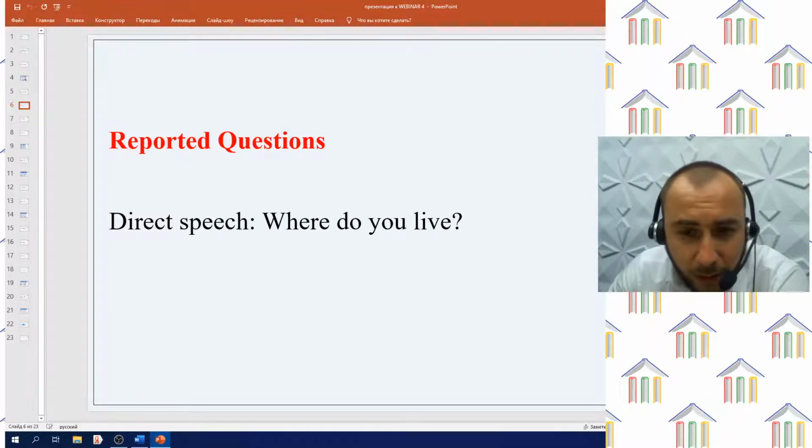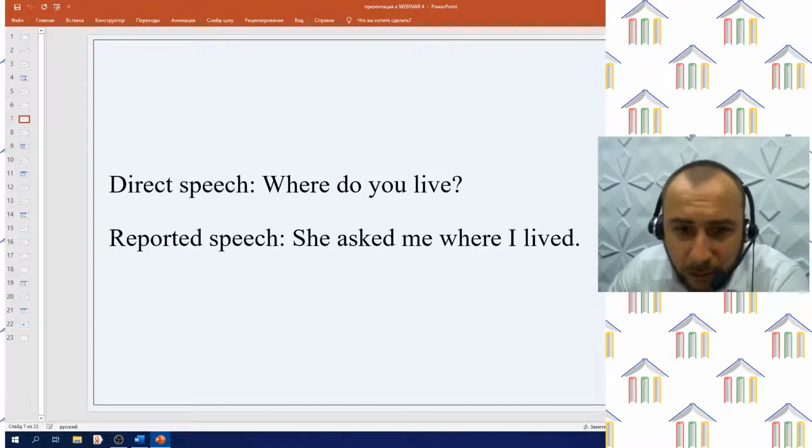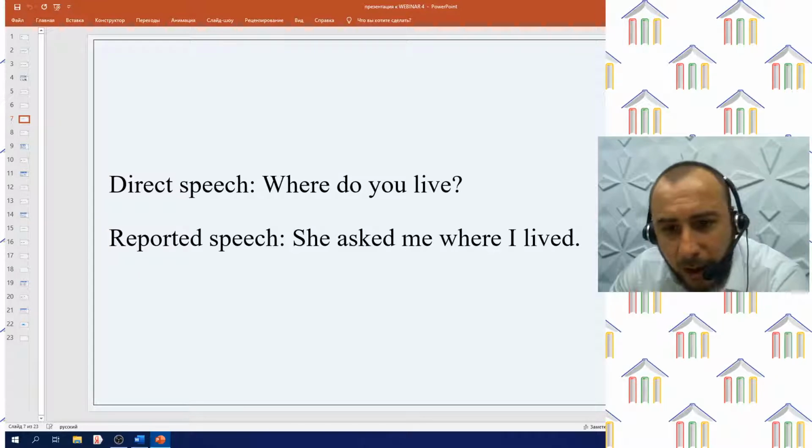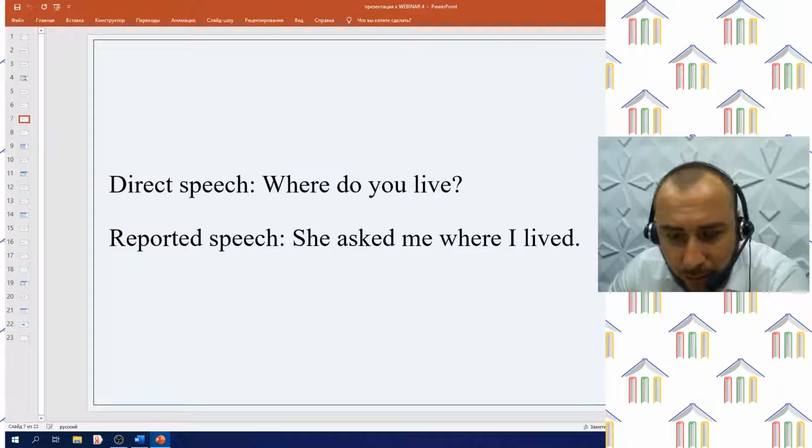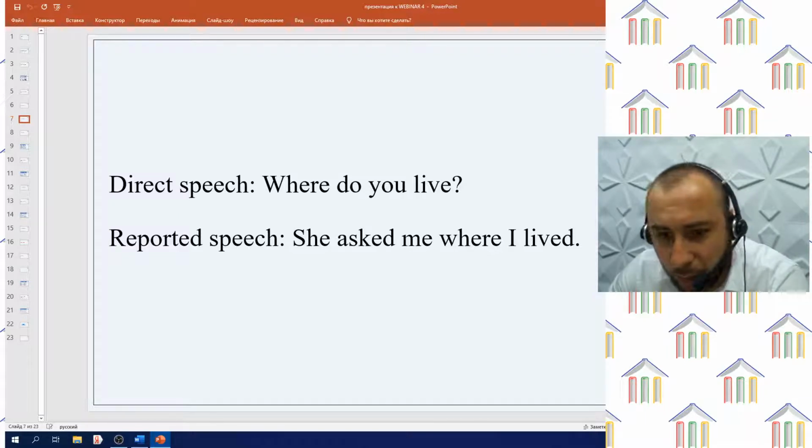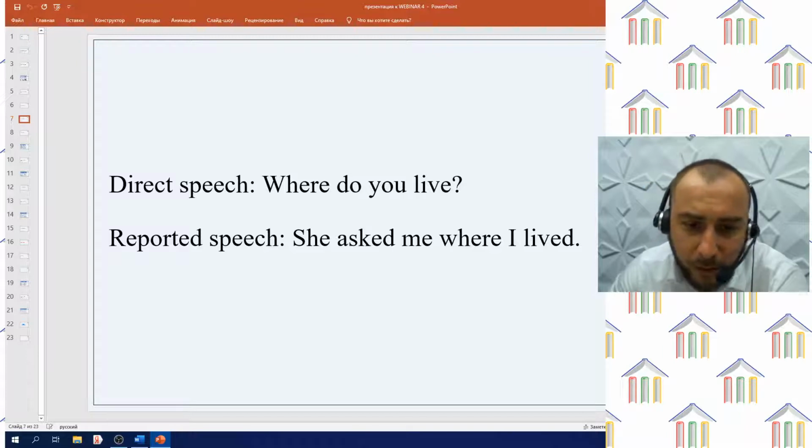A bit confusing, maybe this example will help. So, where do you live? She asked me where I lived. Do you see how I made it? The direct question is in the present simple tense. We make a present simple question with do or does, so I need to take that away. Then I need to change the verb to the past simple.